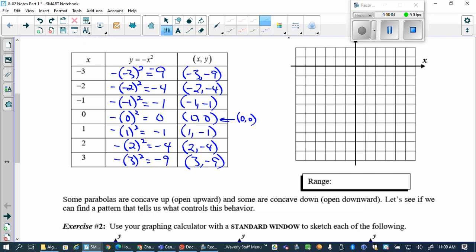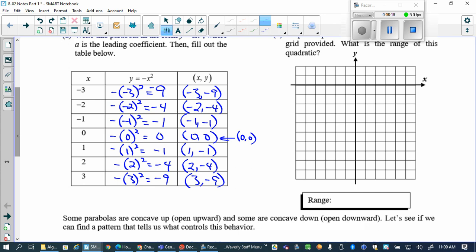And remember yesterday when I asked you to make a table of values, I said find that vertex first and put it in the middle of your table and then take a few points before and then after. Anyway. All right, so go ahead and plot these points. Draw a nice smooth curve. That's not a V through them. Not a V, all right?